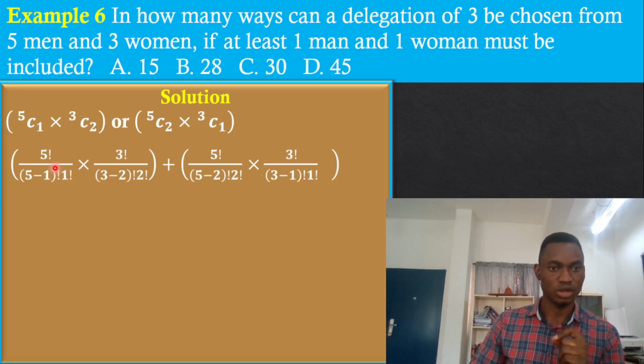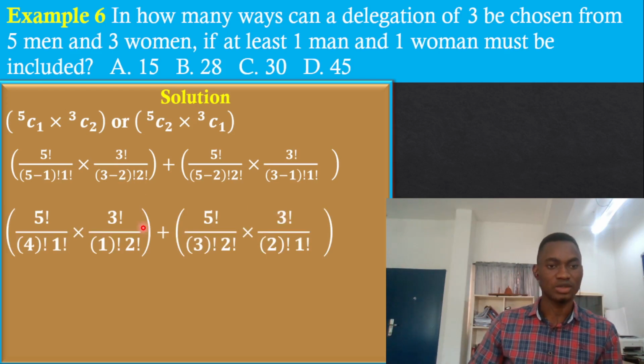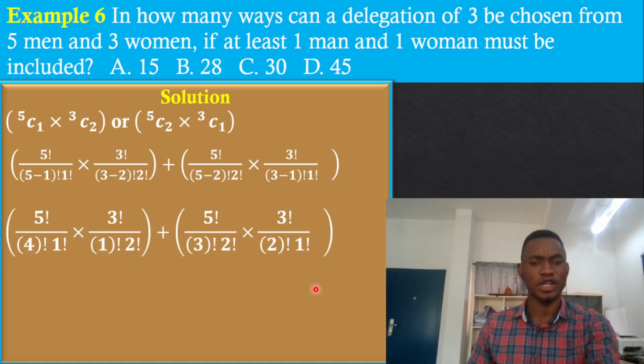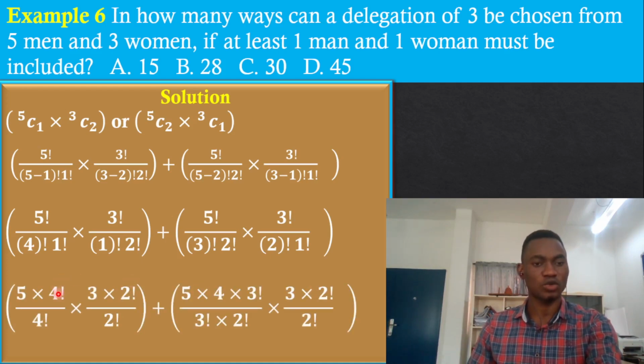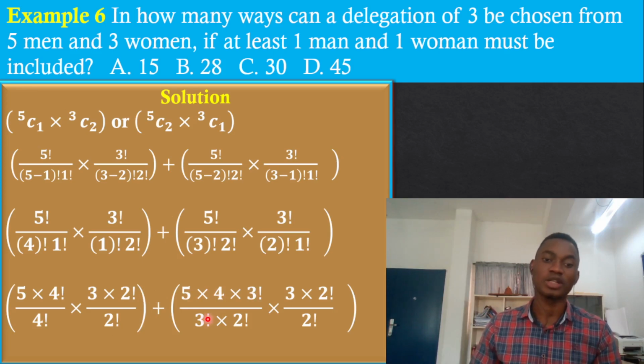So let's go on. We have 5 factorial over (5 minus 1) factorial times 1 factorial, times 3 factorial over (3 minus 2) factorial times 2 factorial. Let's simplify further. 5 minus 1 gives us 4 factorial. Then 3 minus 2 returns 1 factorial. Also here, 5 minus 2 returns 3 factorial, and 3 minus 1 returns 2 factorial. Let's keep solving. What we have left is 5 times 4 factorial over 4 factorial, times 3 times 2 factorial over 2 factorial, plus 5 times 4 times 3 factorial over 3 factorial times 2 factorial, times 3 times 2 factorial over 2 factorial.